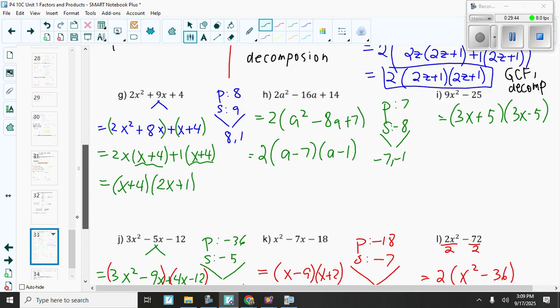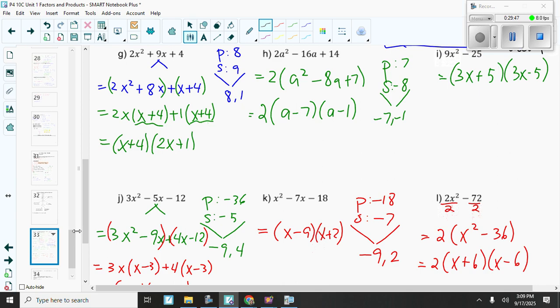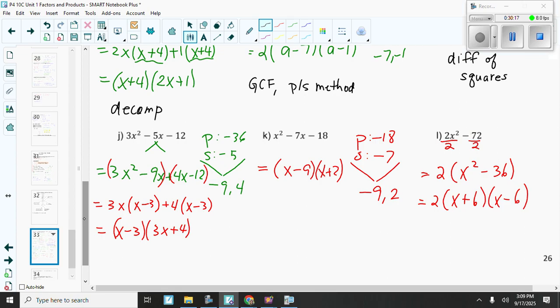So then, we'll put it back up here. So then this one was also a decomp. Okay, this one was a greatest common factor, and then product sum. This one was a difference of squares. And then this one was decomp as well. This one was product sum. And we did a GCF and then a difference of squares.